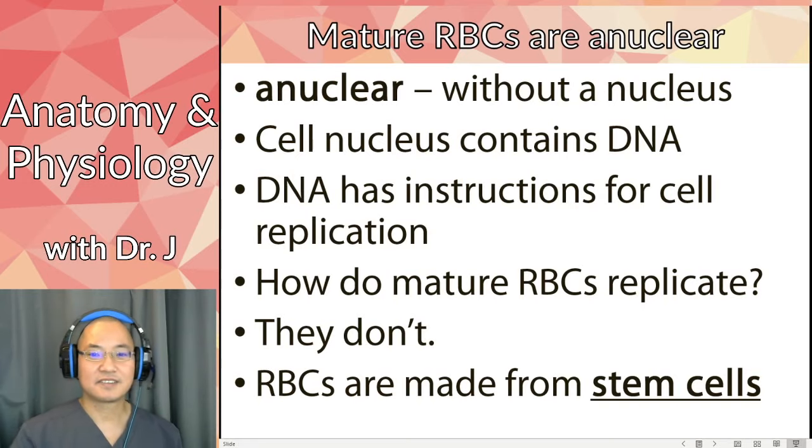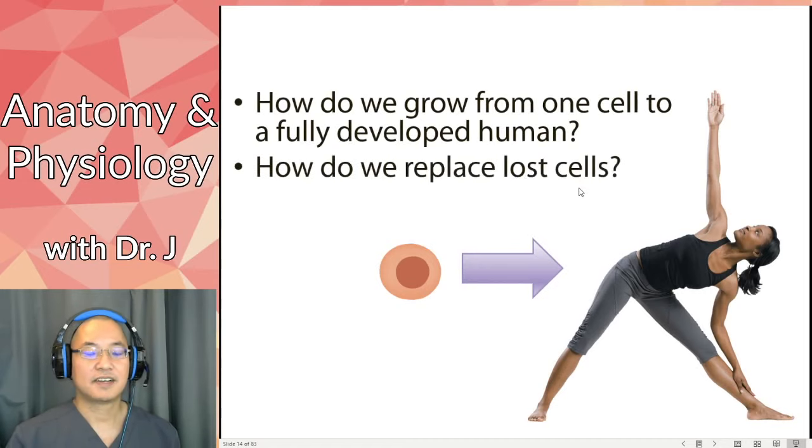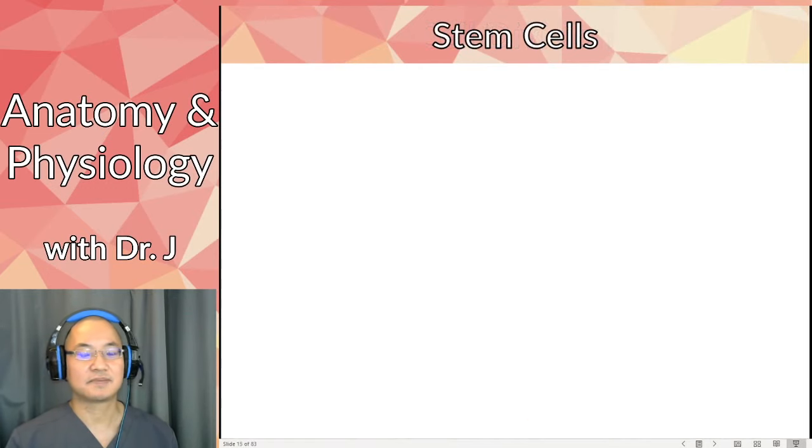So I did cover this during the first semester, but to review, we all started out as one cell, and somehow we ended up developing into a full adult. So how do we do this? How do we grow from one cell to a fully developed human? How do we replace our lost cells? We do it via cell division. And not only cell division, but also something else we're going to get to.